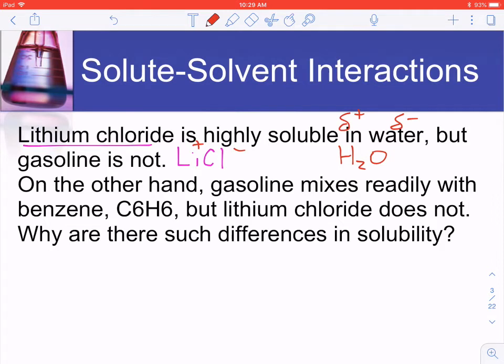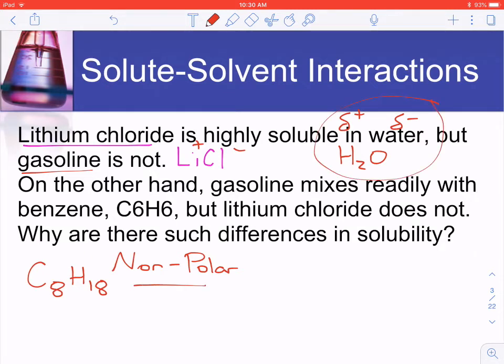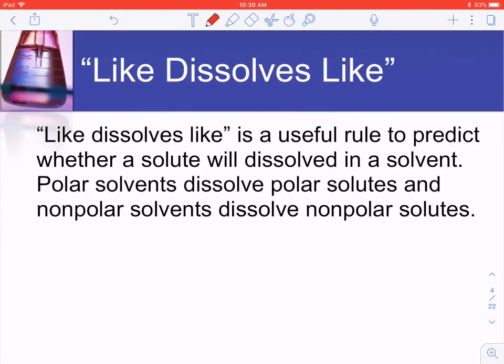But we're told that gasoline is not. And gasoline is mostly octane, so gasoline is mostly C8H18, which is a nonpolar molecule. So it stands to reason that gasoline would not be able to dissolve in water because this is nonpolar, whereas water over here is polar. The converse is true down here. Gasoline does dissolve well in benzene, which is C6H6, because C6H6 is also nonpolar, but lithium chloride does not. Why is that? Well, lithium chloride is polar.